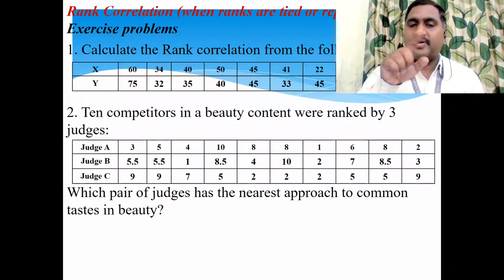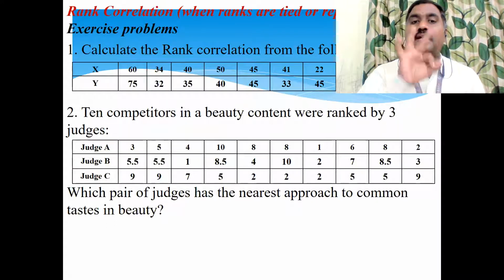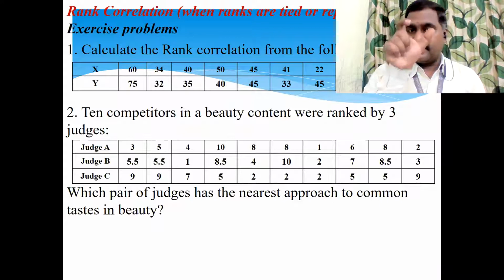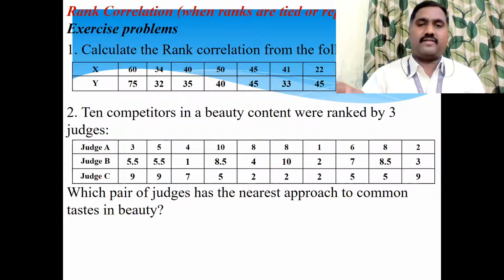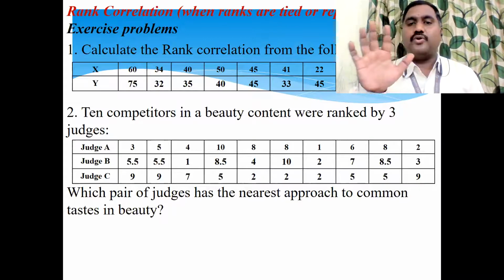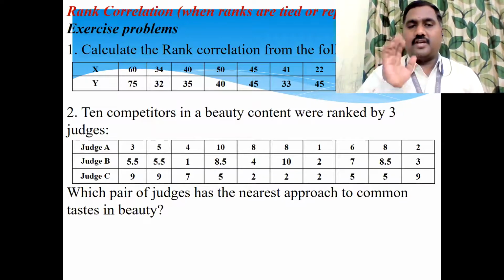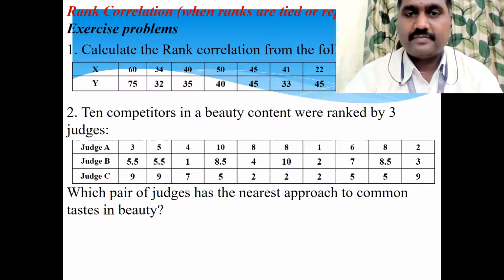Now in that 1 by 12 into m power 3 minus m, what is the first m value? See, the first value, 45, is repeated how many times? 3 times. So m will be 3 for the first 1 by 12 m power 3 minus m. The second number repeated is 40. How many times is it repeated? 2 times only, so m will be 2 there. This is how you need to work it out. I will just work it out in Excel.